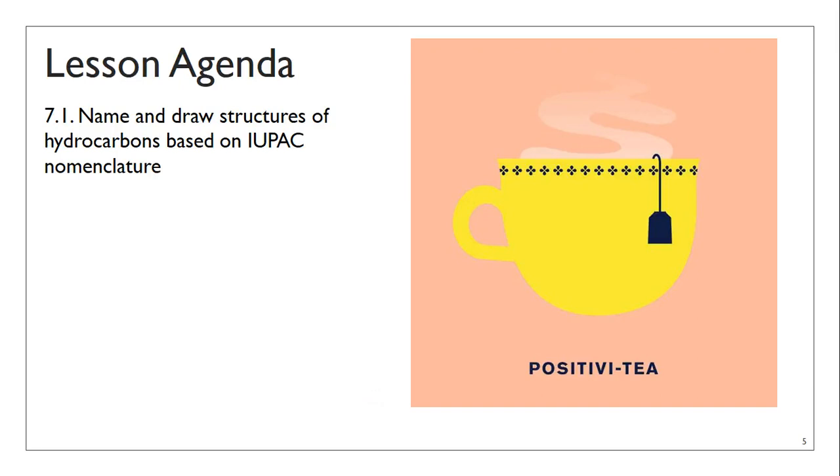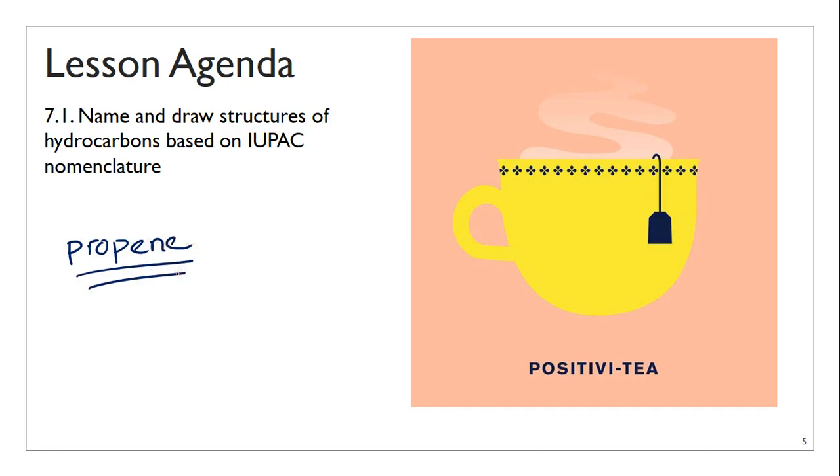Hello, welcome back. In this video we're going to be looking at dot point 7.1, which is the name and structure of hydrocarbons based on IUPAC nomenclature. The reason why we're looking at this first is, if you watched the introduction video, we want to know what does propene mean, like what is propene.